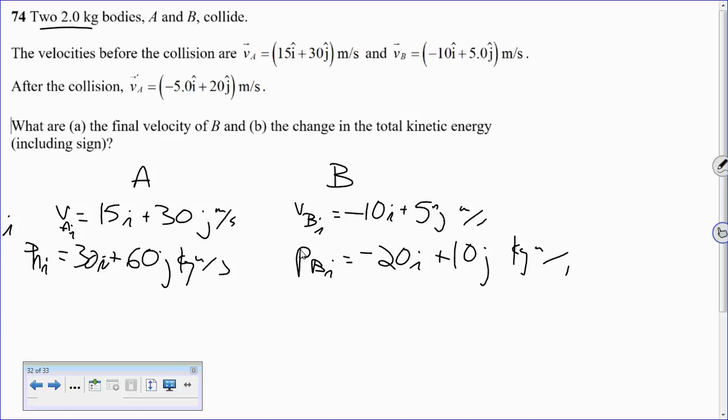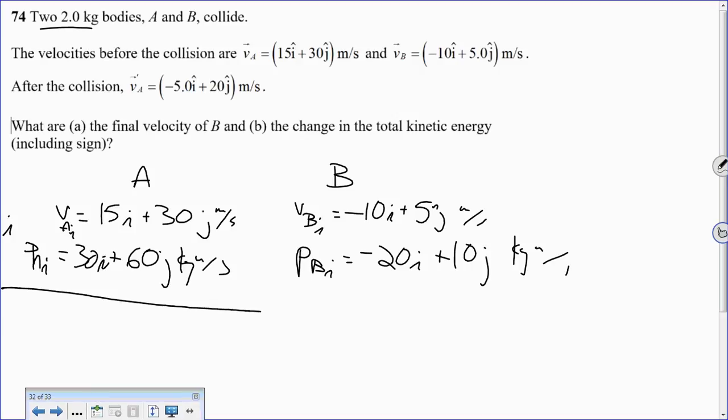Follow? All right. After the collision, oh shoot, sorry. I'll leave myself a little space so that we can deal with kinetic energy in a minute. So I'm leaving one blank line there.